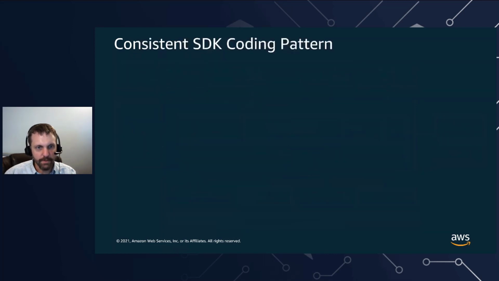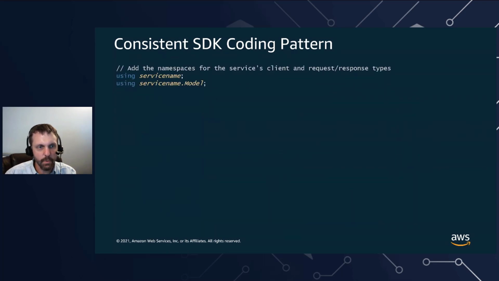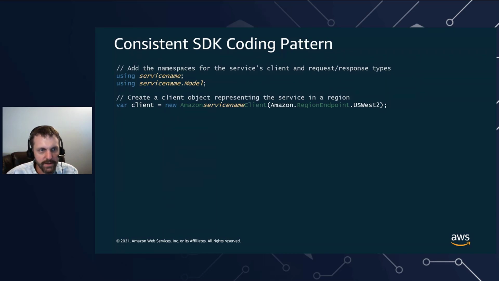So I want to show you the coding pattern that you're going to use when using the AWS SDK. First of all, we provide a consistent coding pattern. Here, in order to use the AWS SDK for .NET in your C# code, first you have to use the appropriate usings, the consistently named service name and model. Then we're going to instantiate a client object for that particular service, and pass any configuration for it to the client itself.